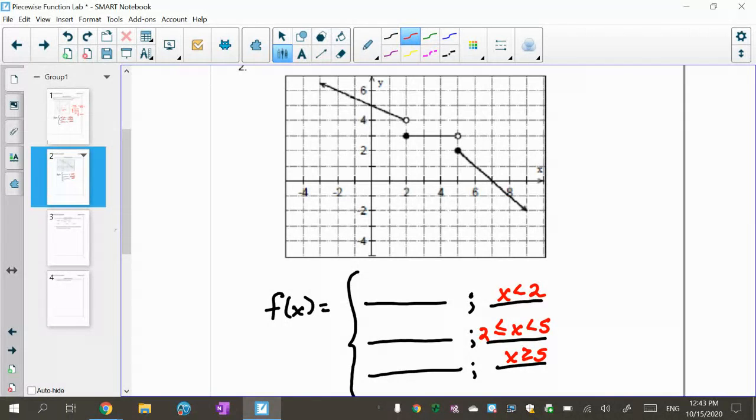Now we're going to go through and put in the actual formulas. If you'll see in the formulas, this right here is y equals 3. So I can say y equals 3 is my middle piece. Really no algebra with that.